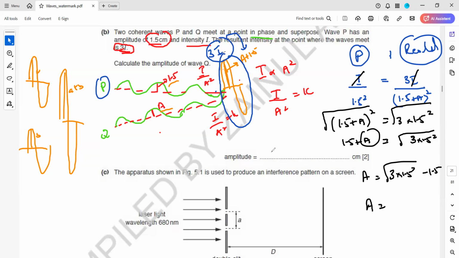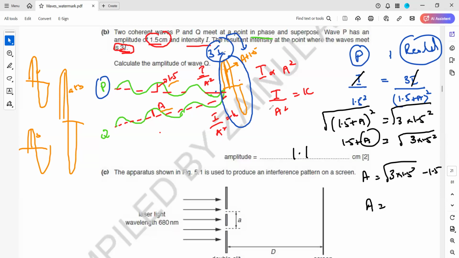What's the answer for A? The amplitude. What is the amplitude of Q? I did not convert the unit, the final answer will be in centimeters. So it's coming out as 1.1. Yeah, so 1.1 centimeter.